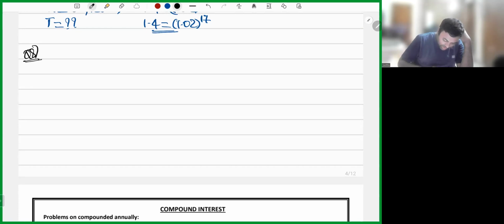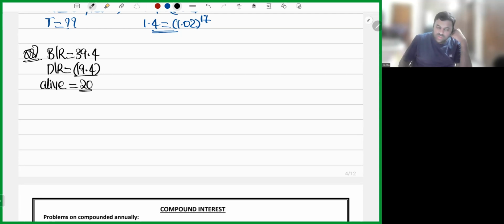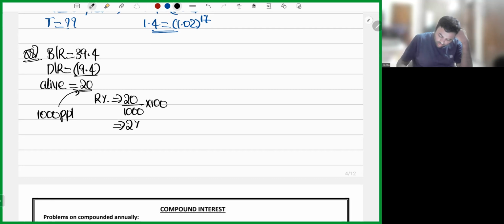Now see what it is telling: the annual birth rate is 39.4, while the annual death rate is 19.4. So how many people are alive? Obviously, sir, 20 people are alive every time. He gave 1,000 people, and in 1,000 people, 20 people are alive. If I calculate the percentage of being alive, 20 divided by 1,000 into 100, which is simply equal to 2%.